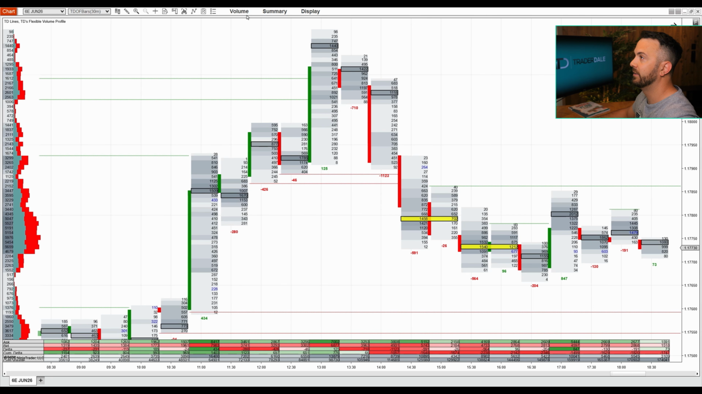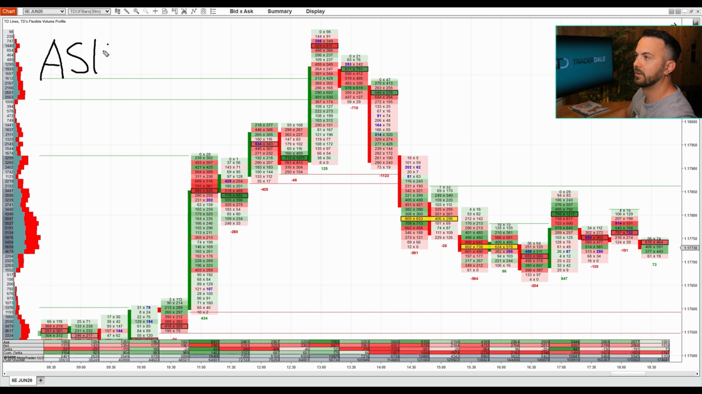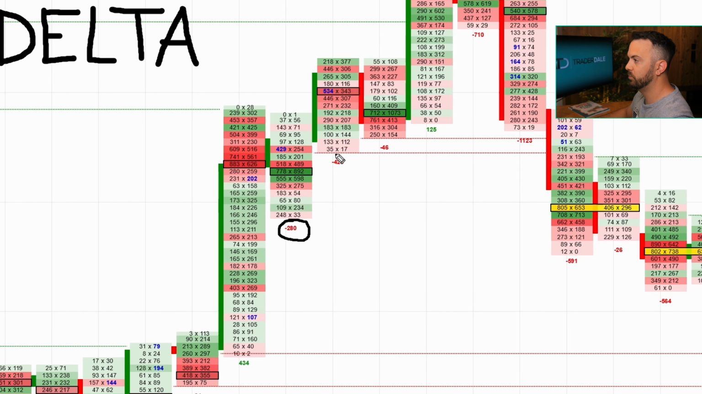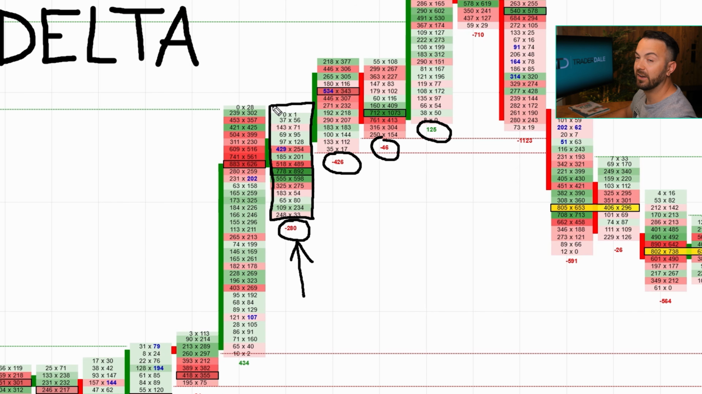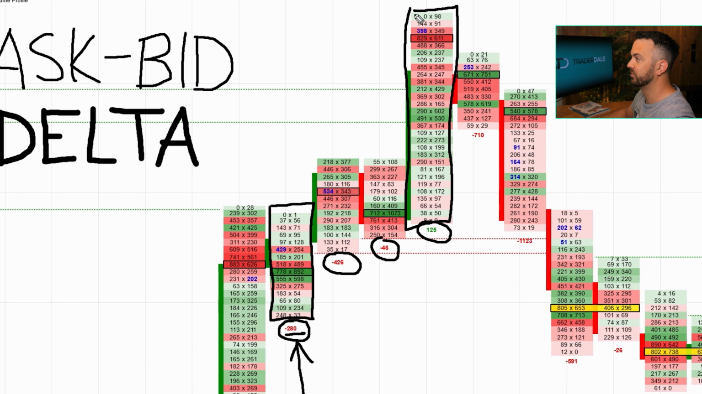The third important thing, and let me switch back to the bid ask, that's the delta. Delta is, simply put, difference between buyers and sellers. It is the difference between ask and bid. And it's usually below each footprint. Those are the negative deltas, and in here there's a positive delta. Negative delta, like here, is telling me that in this footprint sellers were in control. Okay, that's why the delta is negative. In this footprint, on the other hand, buyers were in control.